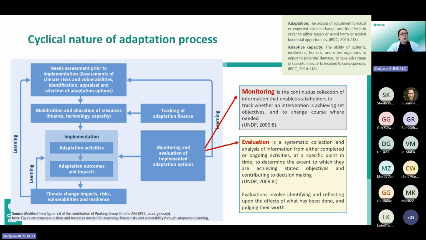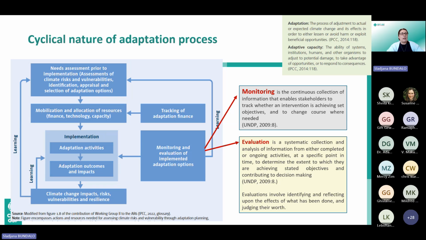So when we go to the implementation phase, there the adaptation actions are carried out. This is where monitoring and evaluation come into the picture. So it's important to understand the distinction between these two. In short, monitoring is a continuous process that provides regular information on your interventions, while evaluation, on the other hand, is conducted at a specific point in time.